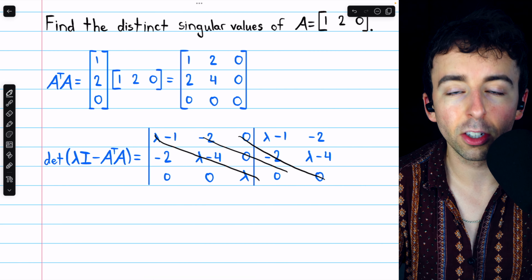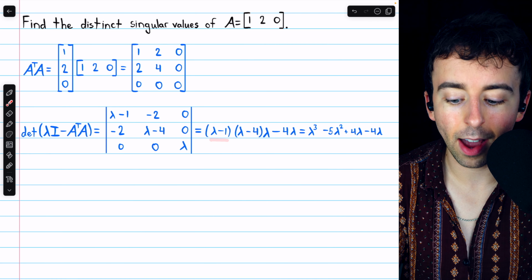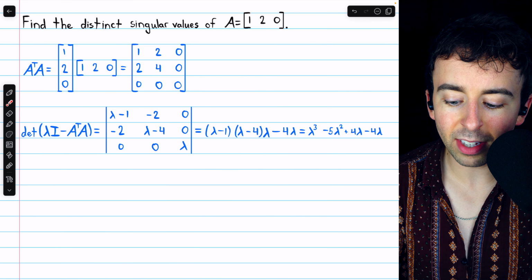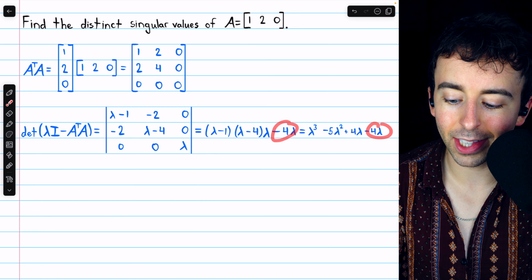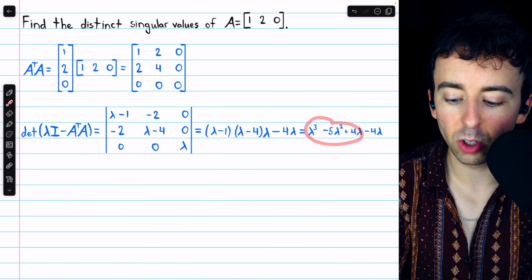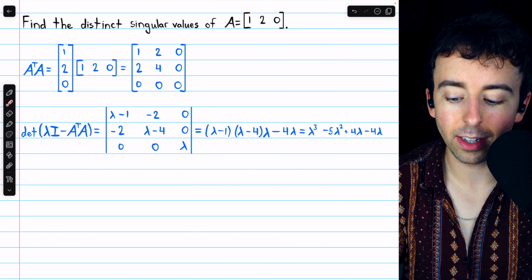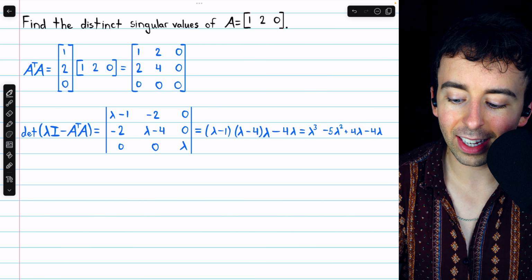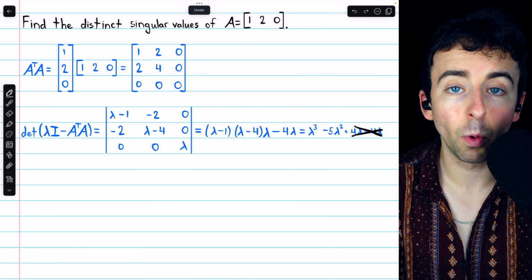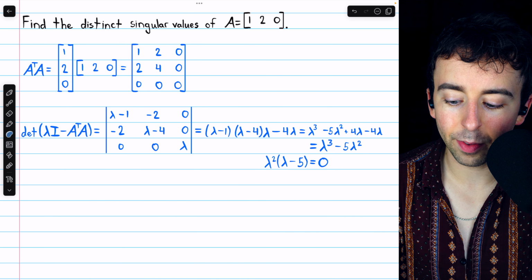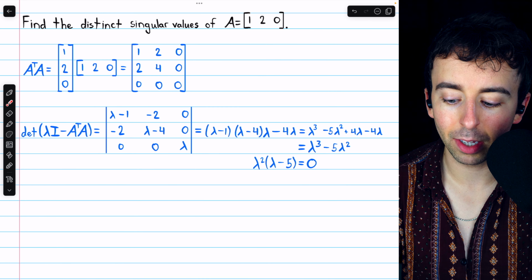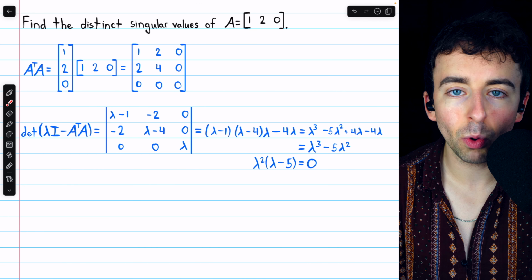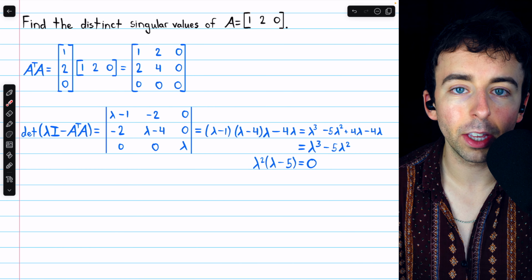In the end, we find the determinant is (lambda minus 1)(lambda minus 4)(lambda) minus 4 lambda. We see the minus 4 lambda there on the end, and then the rest of this just comes from doing the multiplication here. We end up with lambda cubed minus 5 lambda squared plus 4 lambda, and of course that's going to cancel out with the minus 4 lambda. So in the end, all we have is lambda cubed minus 5 lambda squared, and we set this equal to 0 and factor out a lambda squared in order to find the eigenvalues.